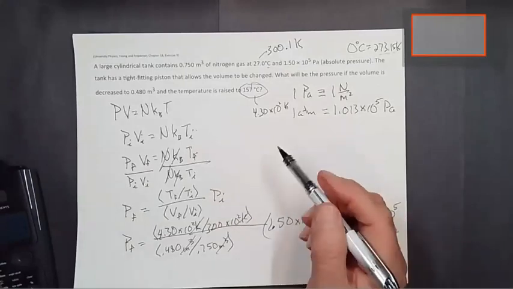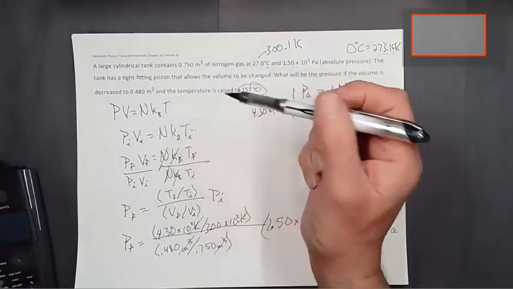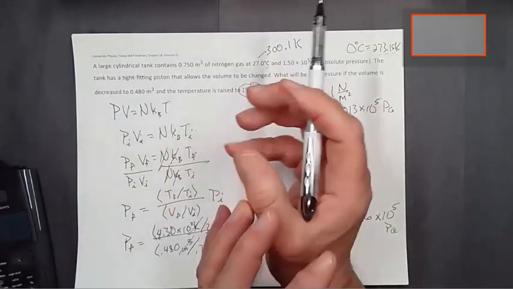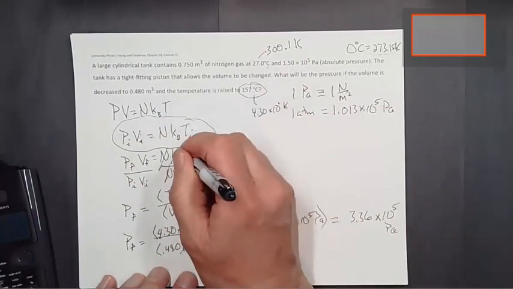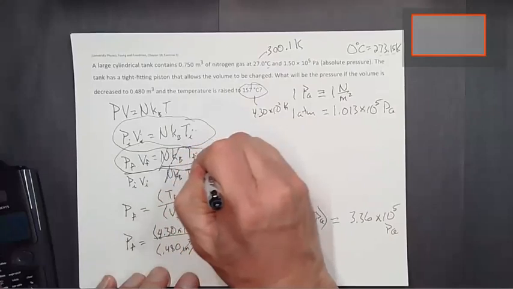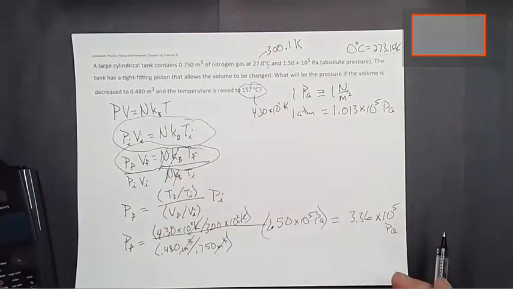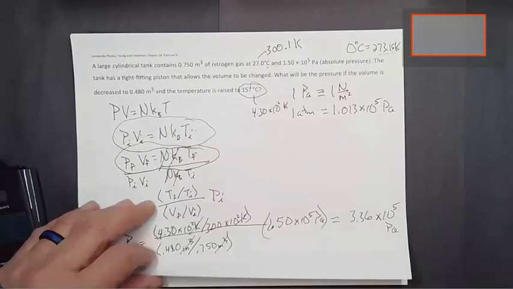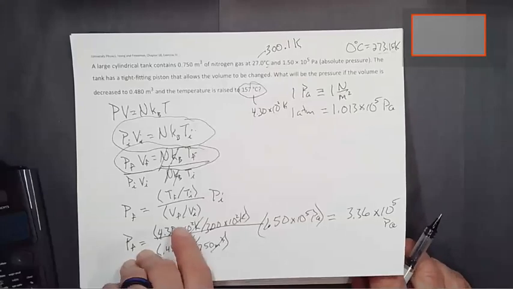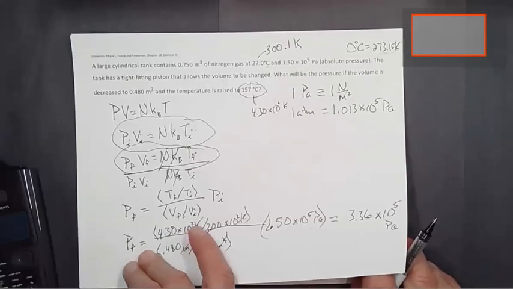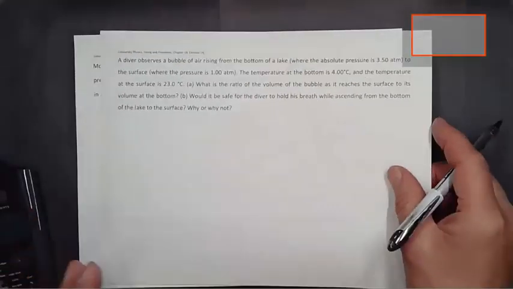When you're faced with these problems, if you're going from an initial situation to a final situation, it's best to write them out in variable form and see if just dividing one thing by the other is going to simplify the calculation you have to do. And it definitely did in this case. That's the case with quite a few ideal gas problems.